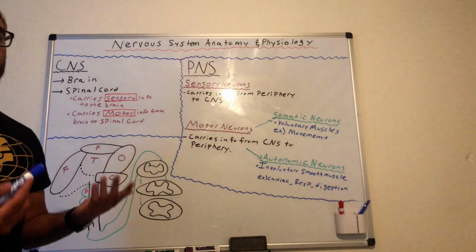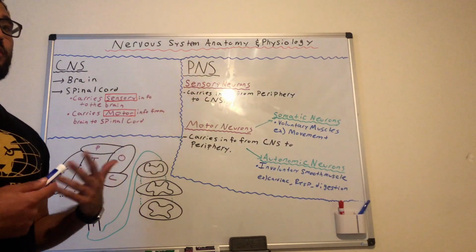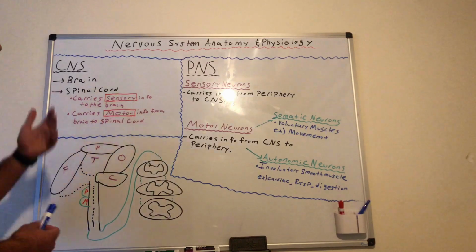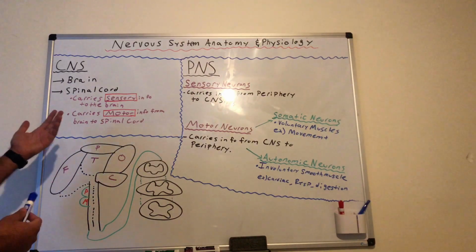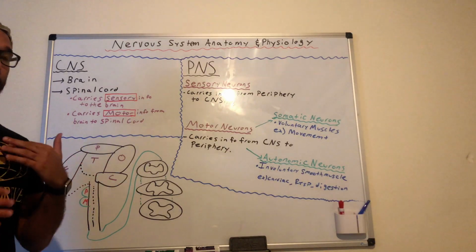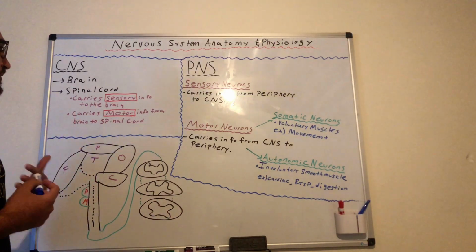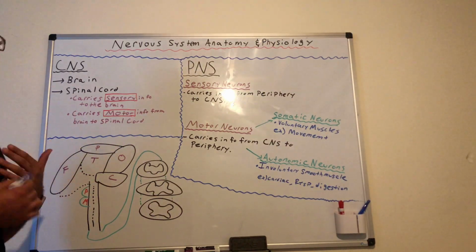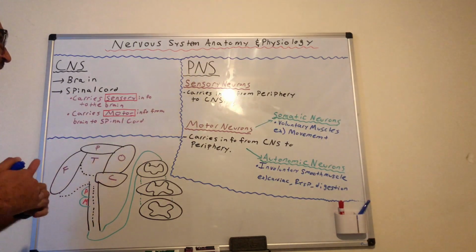The first is the CNS, also known as the central nervous system. Then there's also the PNS, also known as the peripheral nervous system. So what does the CNS contain? It contains the brain and the spinal cord. The spinal cord is what carries sensory information from the peripheries to the brain. And then it also carries motor function information from the brain to the spinal cord.